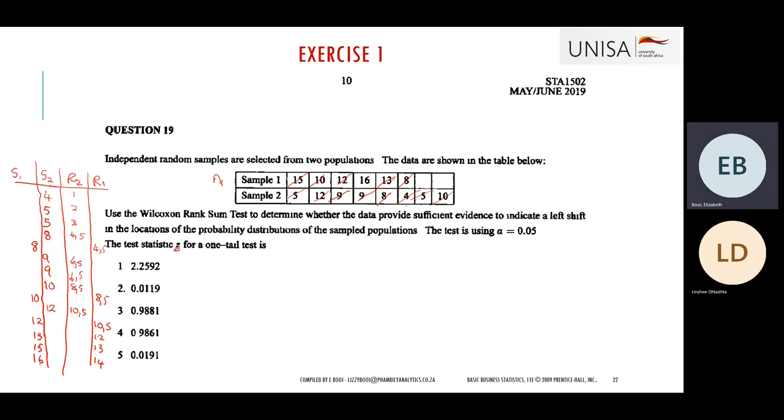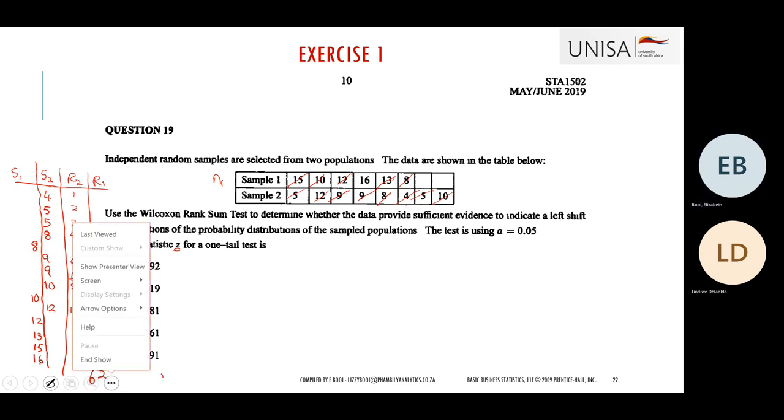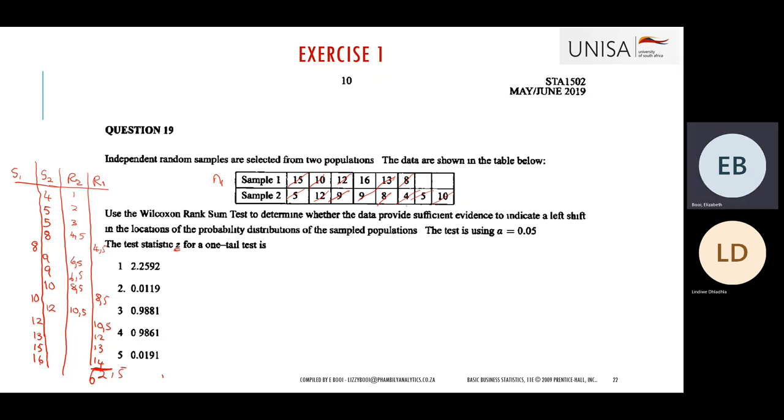Now, which one has the smallest? It was sample 1, right? Which is this side. So we just need to add all of this. 4.5 plus 8.5 plus 10.5 plus 12 plus 13 plus 14 equals, because we add the ranks, 62.5. Do you also get that? Yes. 62.5. So we now know that our T1 is 62.5.